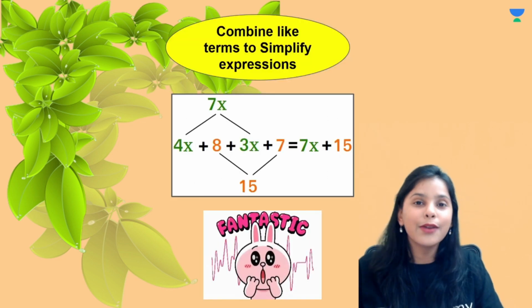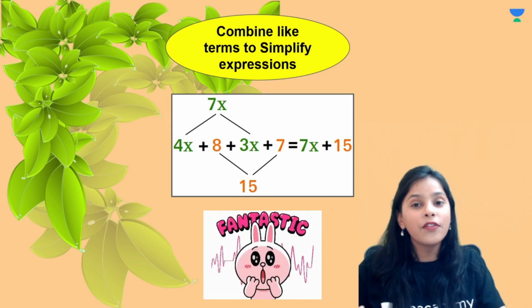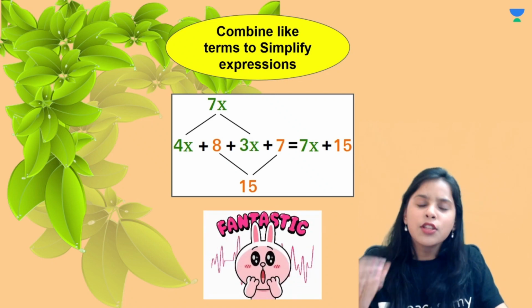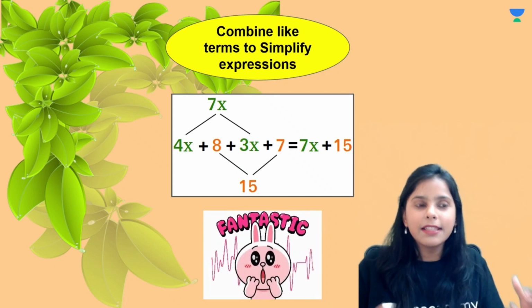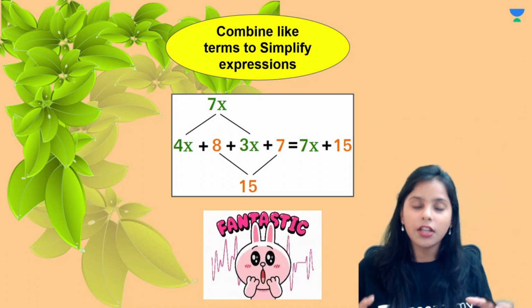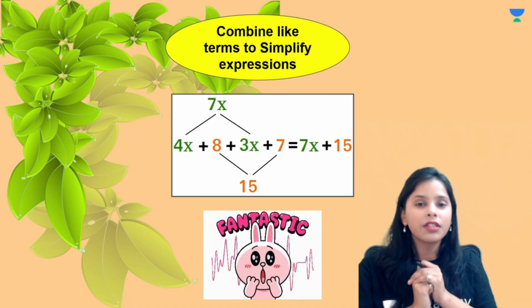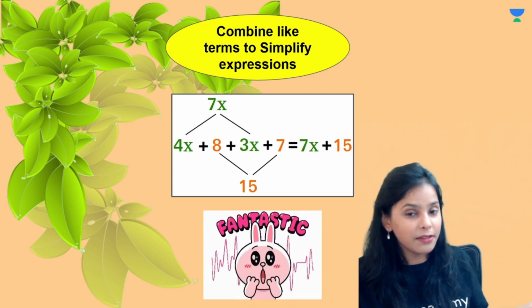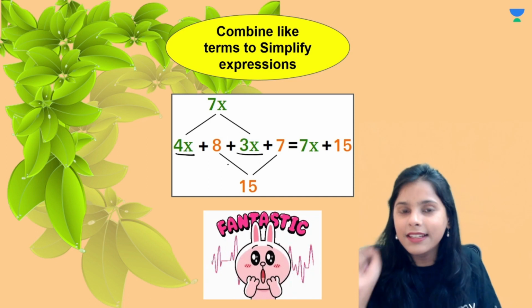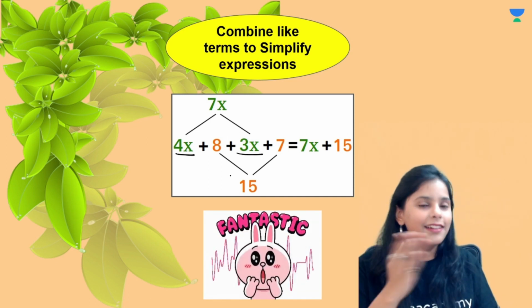Now moving ahead with the combination of terms and how we simplify expressions. As I told you, you can simply add the like terms, and if they are not like terms, you cannot. The same rule goes here also. In order to simplify them further, you have to make sure that you are adding or subtracting the like terms and not adding the unlike ones.